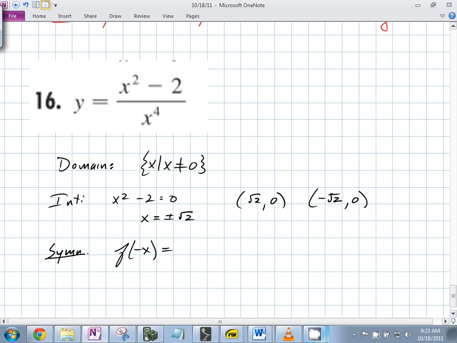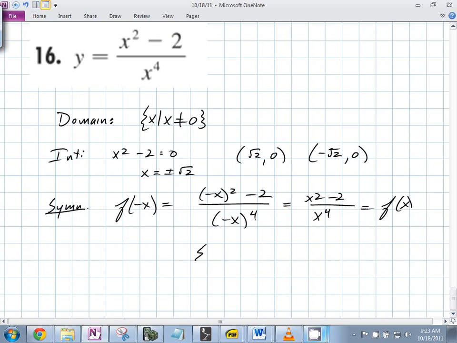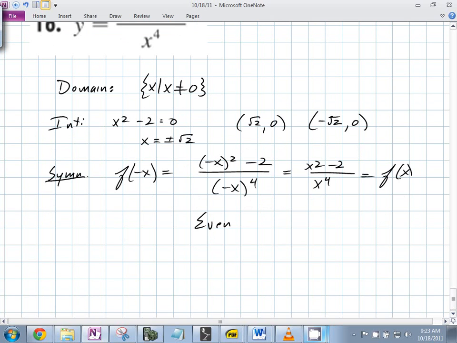f of negative x is going to be negative x squared, like that, minus 2 over the fourth. You end up with x squared minus 2 over x to the fourth, which is f of x, right? So therefore this thing is even. That's awesome. That's helpful. That basically means if you can graph half of it, you have the other half. Domain, intercepts, symmetry. What's next?